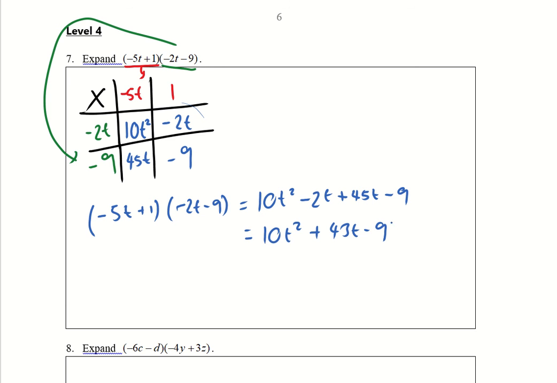Okay, so this is the first example of level 4. Later on in the last video of this whole lesson, we will look at an even more complicated question, still level 4, but even more complicated, and we'll see why later on.